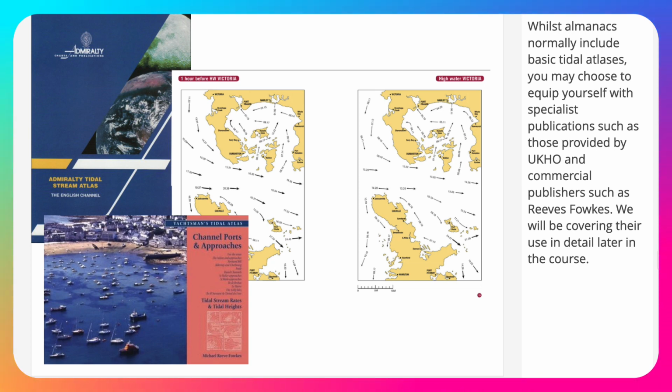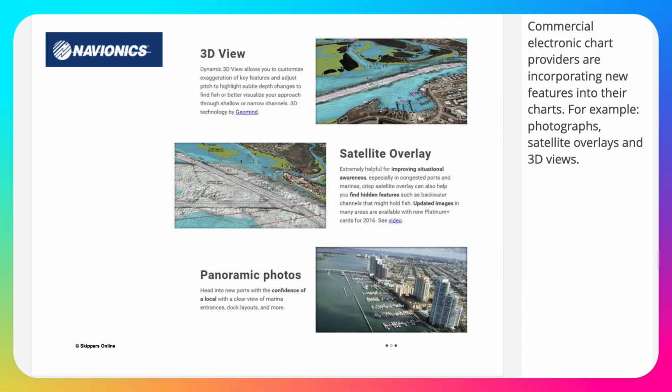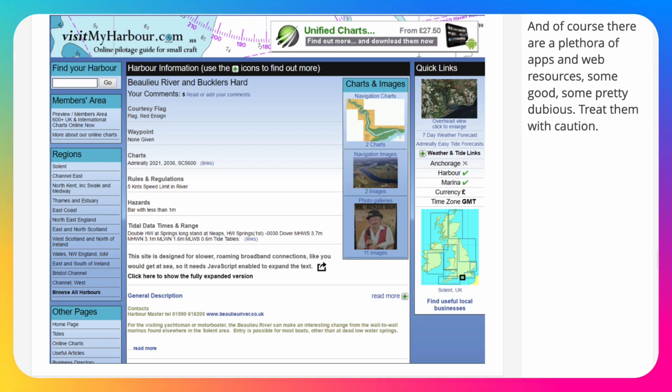Whilst almanacs normally include basic tidal atlases, you may choose to equip yourself with specialist publications, such as those provided by UKHO and commercial publishers such as Reeves Fowkes. We will be covering their use in detail later in the course. Commercial electronic chart providers are incorporating new features into their charts. For example, photographs, satellite overlays, and 3D views. And of course, there are a plethora of apps and web resources, some good, some pretty dubious. Treat them with caution.